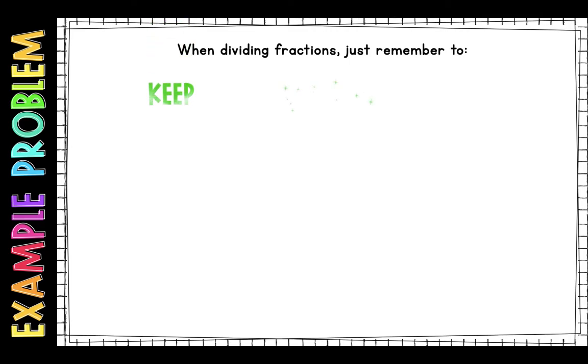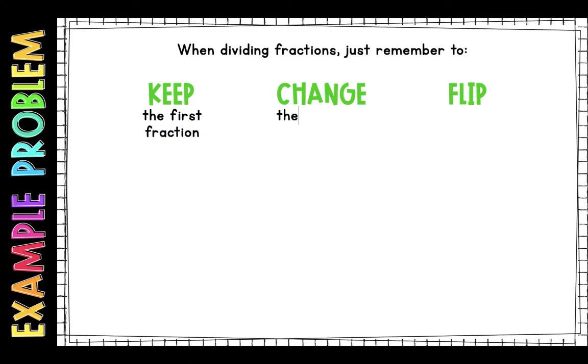Now, one way that you can easily remember this algorithm is with these 3 simple steps: keep, change, flip. And this means you keep the first fraction, you change the operation to multiplication, and you flip the second fraction. So let's look at a couple examples.